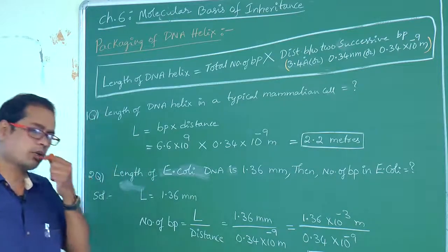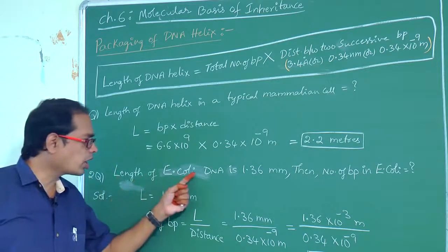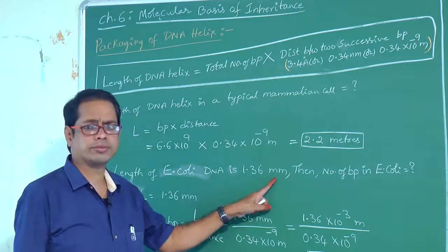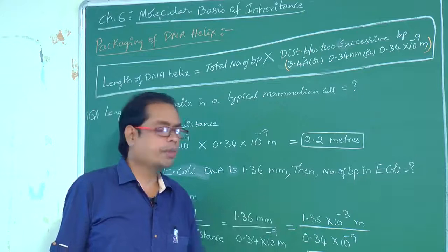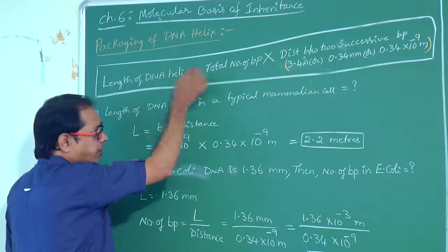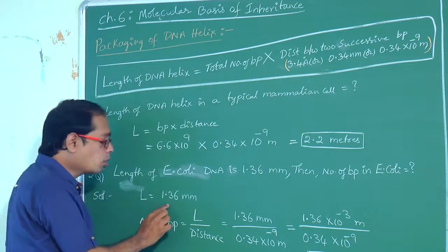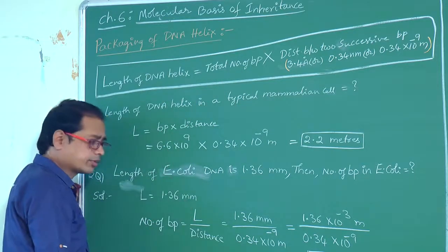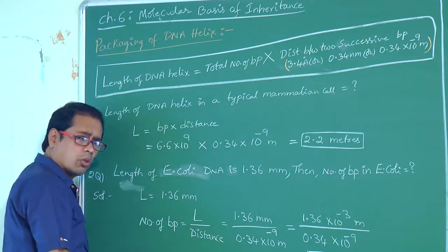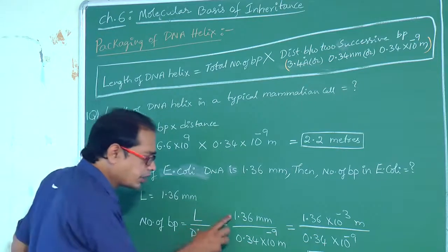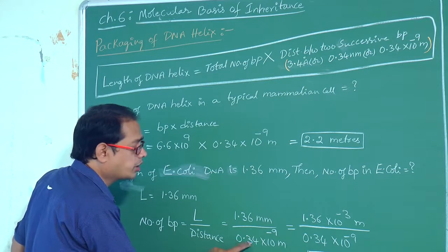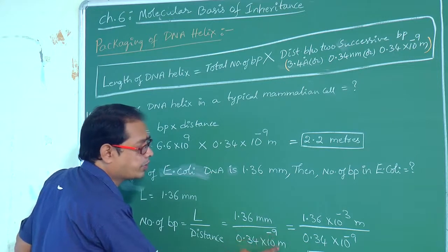Right. Another question. The length of E. coli DNA is 1.36 millimeters. Then what is the number of base pairs in E. coli? The number of base pairs is length divided by distance. What is the length given? Length is 1.36 millimeters. Distance is 0.34 into 10 power minus 9 meters.